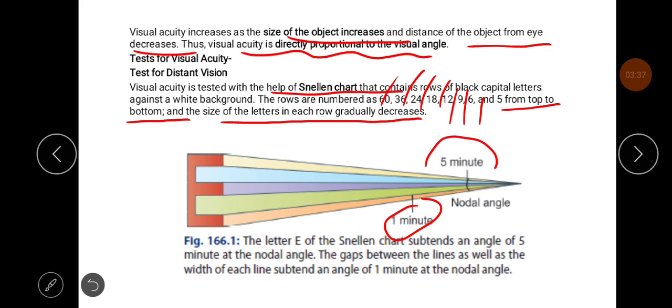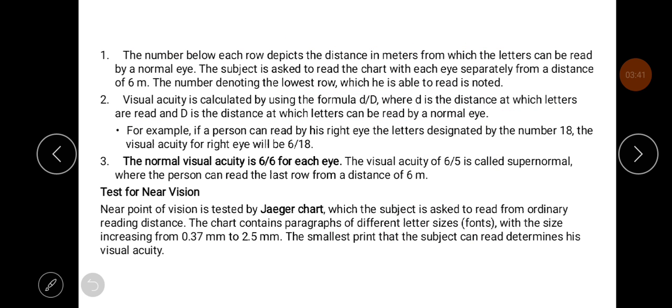This will be at the 6 meter distance. The number below the row depicts the distance in meters from which the letter can be read by a normal eye. The subject is asked to read the chart with each eye separately from a distance of 6 meters. The number denoting the lowest row which is able to be read is noted.